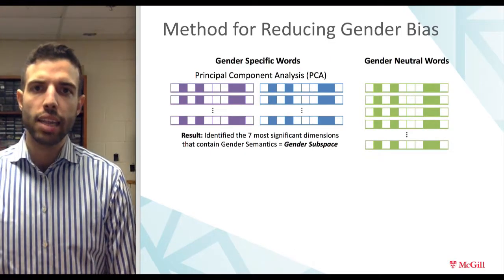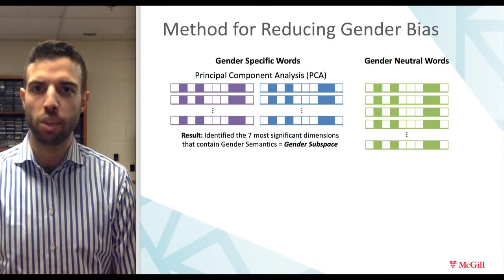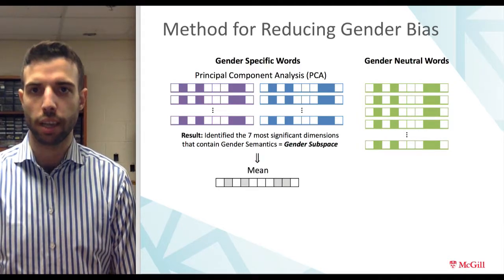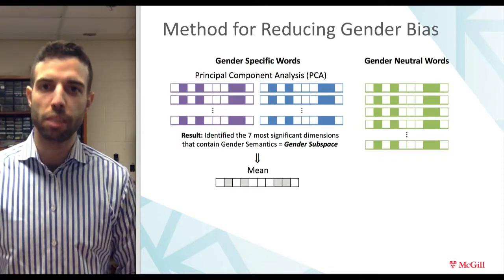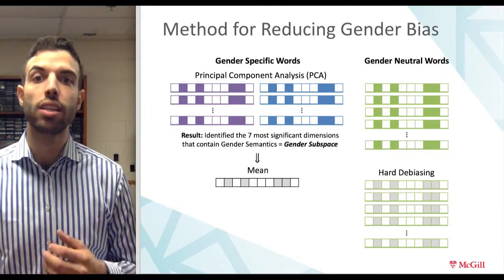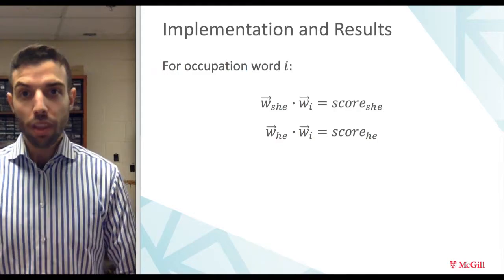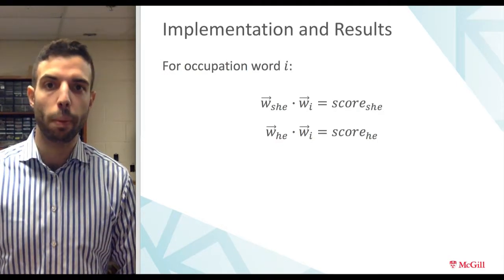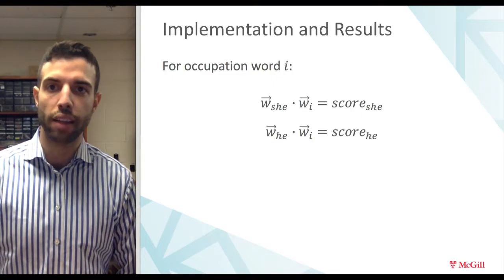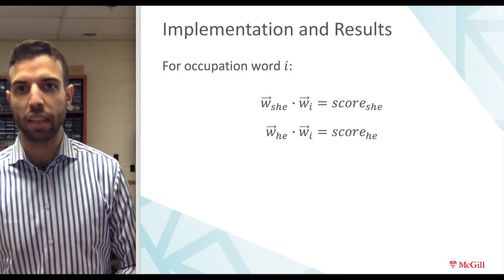We then isolated the gender subspace in the gender bias occupation words and performed what is called hard debiasing. What this method does is take the mean of the gender subspace from the gender-specific words and substitute it into the gender-biased words. In order to show the results of the gender bias reduction, we define a she-score and a he-score by taking the dot product of these word vectors with each occupation i respectively.